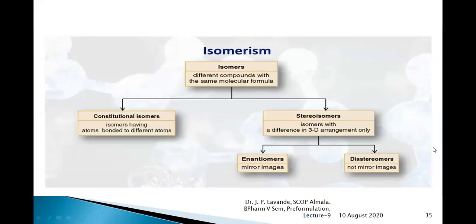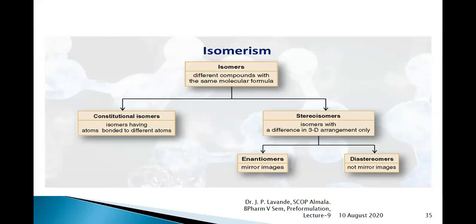Now, what is isomerization? Isomerization is the process in which different compounds possess the same molecular formula. The isomers are of two different types, the constitutional isomers and the stereoisomers. The constitutional isomers are the isomers having atoms bonded to different atoms. In the case of stereoisomers, the isomers differ in 3D arrangement only. And based on the arrangement, the stereoisomers are of two types, enantiomers and diastereomers.